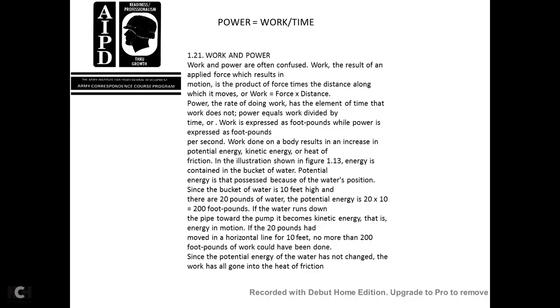Work done by a body results in increased potential energy, kinetic energy, heat, and friction. In the illustration shown in Figure 113, energy is contained within the bucket of water. Potential energy is possessed by the water because of its position. Since the bucket of water is 10 feet high and holds 20 pounds of water, the potential energy is 20 times 10, or 200 foot-pounds. The water runs down the pipe toward the pump and it becomes kinetic energy, energy in motion. The 20 pounds had to be moved in a horizontal line of 10 feet. No more than 200 foot-pounds of work could have been done. Since the potential energy of the water has not changed, the work has also gone into heat of friction.